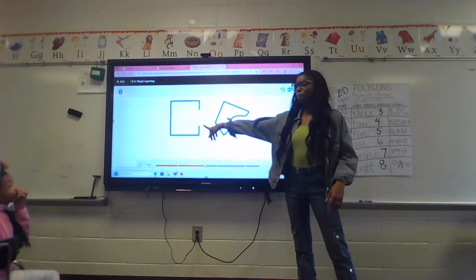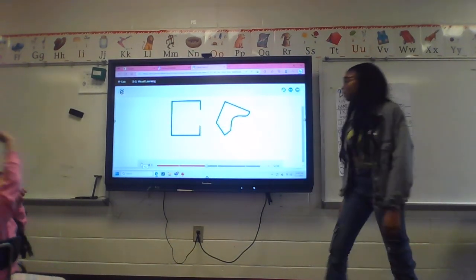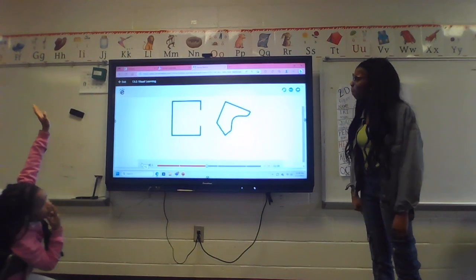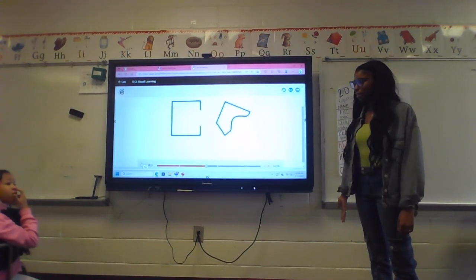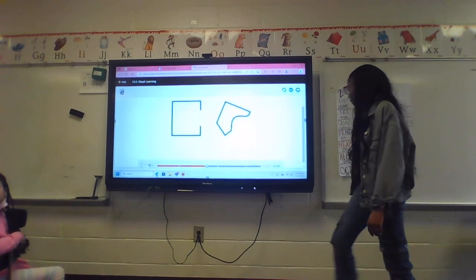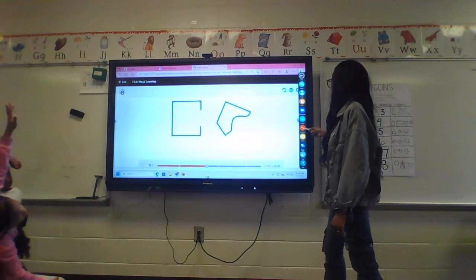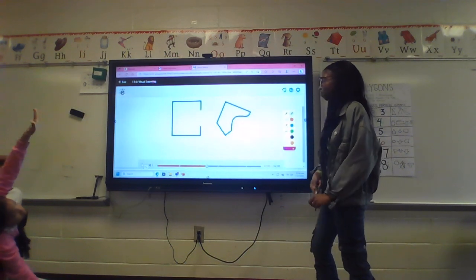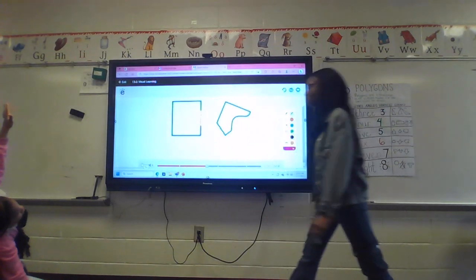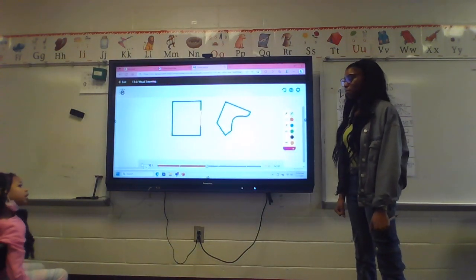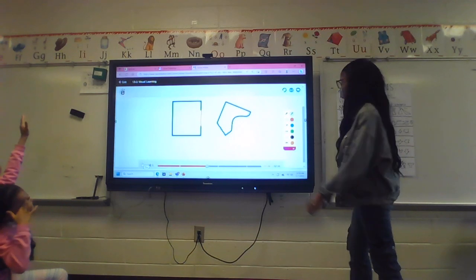Why isn't this shape a polygon, Malik? Because it has an open space. But it almost looks like a square. It's still not a polygon? It's got four sides. What would make it a polygon? How did I turn this shape into a polygon? I closed it. Is it a polygon now? Yeah. What shape is it? A square. It's a square.